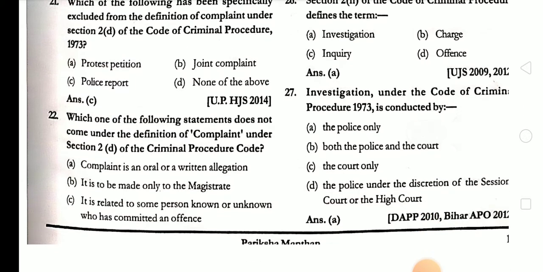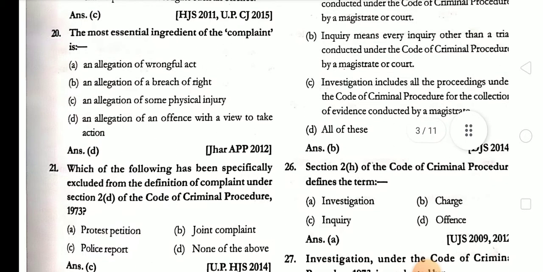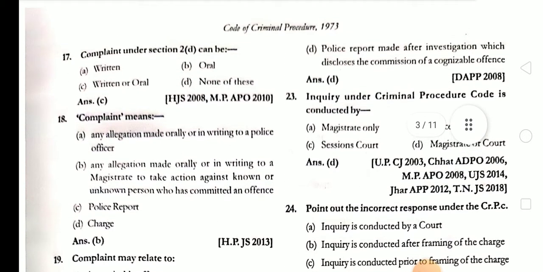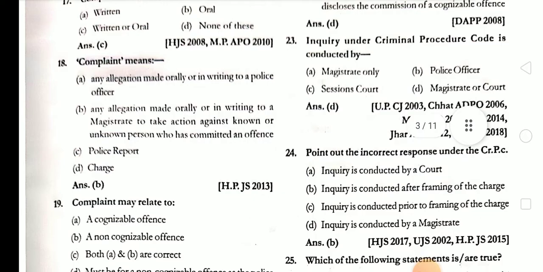Which of the following statements does not come under the definition of complaint under section 2 subclause D of CrPC? And here the correct answer will be option D: police report made after the investigation which discloses the commission of a cognizable offence. Next question. Inquiry under the Criminal Procedure Code is conducted by, answer is magistrate or court. So inquiry is always conducted by a magistrate or court, not by a police officer.